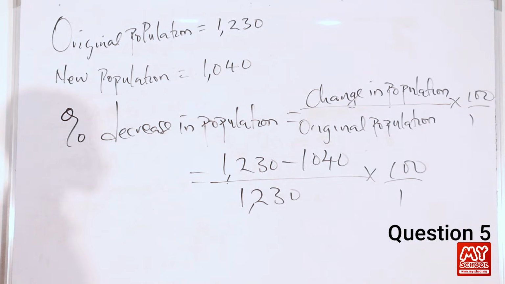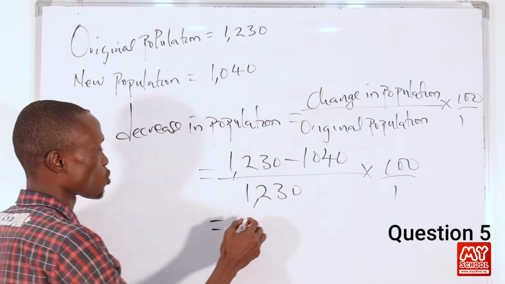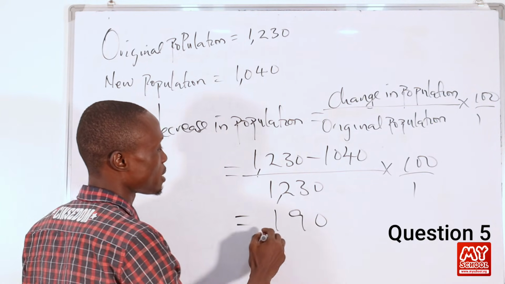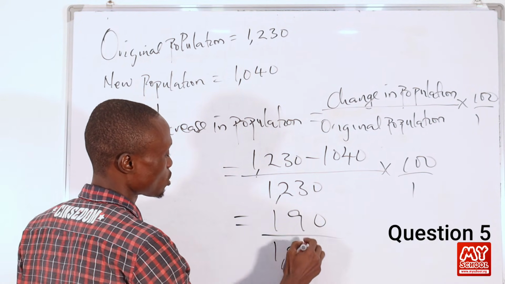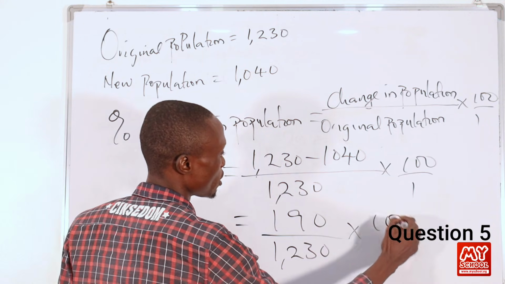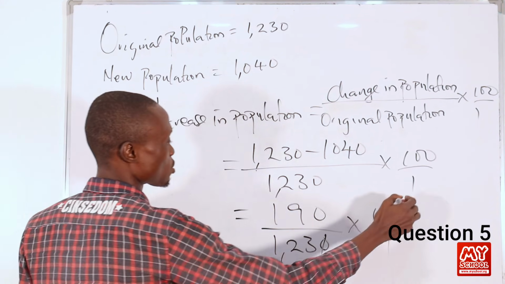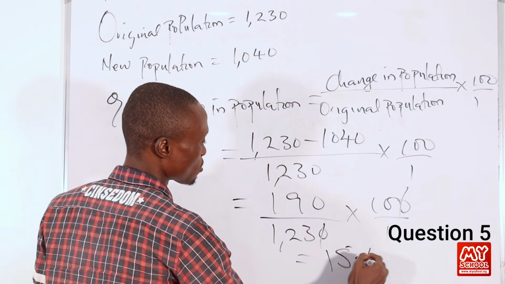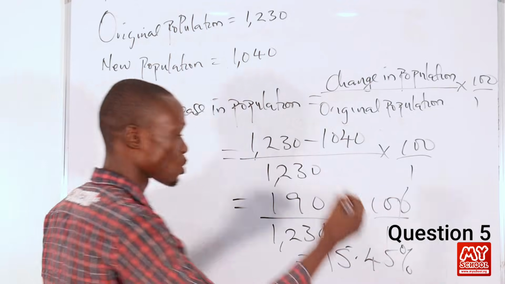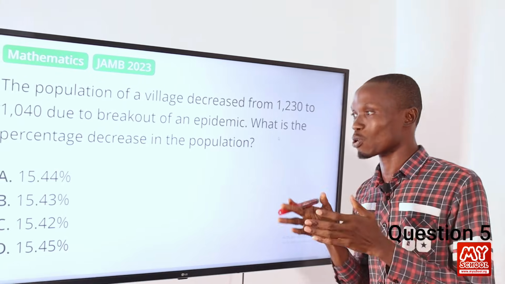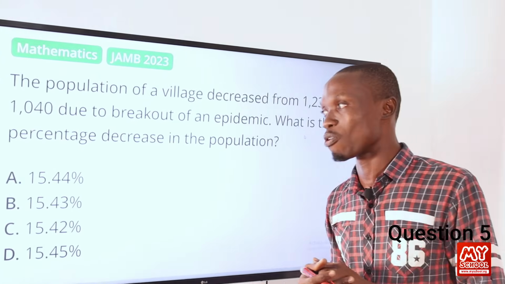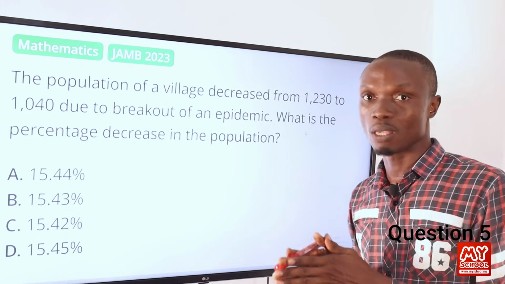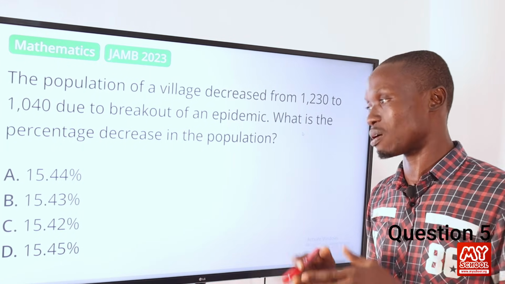So 1,230 minus 1,040 will be equal to 190. So we'll be having 190 divided by 1,230 times 100 over 1. Of course, we cancel 0. If we manipulate this further, we'll be having 15.45%. So let's move over to the screen and see. Option A, we have 15.44%. Option B, we have 15.43%.